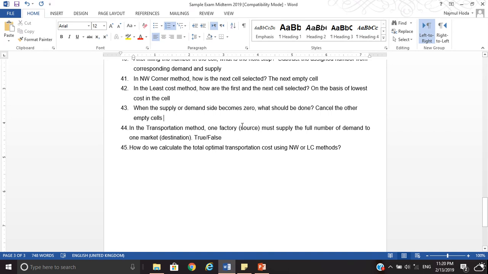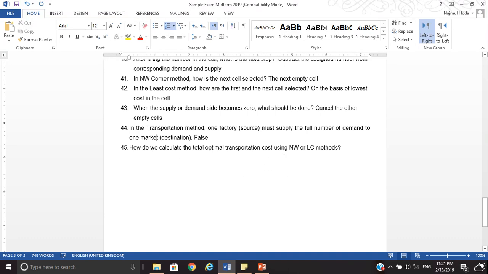In the transportation method, one factory must supply the full demand to one market. Is it true or false? It is false, because one factory can supply any number of products to one market, and one market can receive any number of products from one factory. So its demand can be satisfied by two factories. So the answer is false.